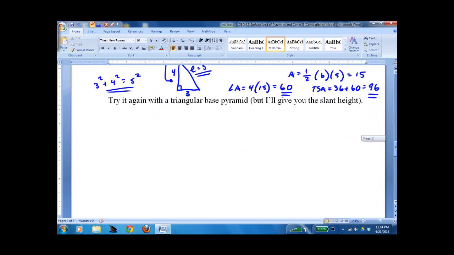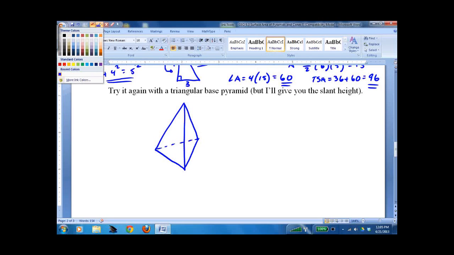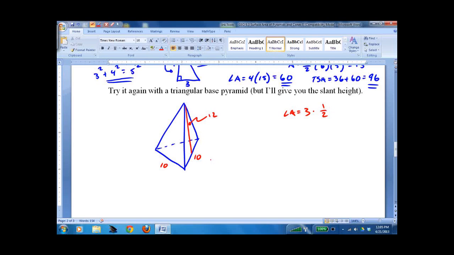I was going to do a triangular base pyramid, and I would give you the slant height. I'm not sure if I should because it is tricky. Where I would say the slant height over here is 12, and then this side is 10. This whole side is 10. Well, then the lateral area is pretty easy. There's 3 triangles, and this triangle on the side is 1/2 base times height, in this case, slant height. So the lateral area would be 180.